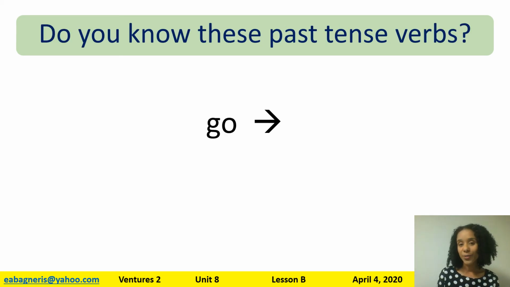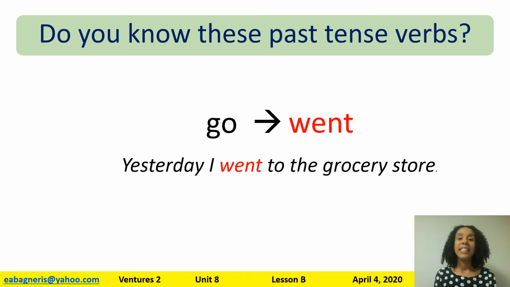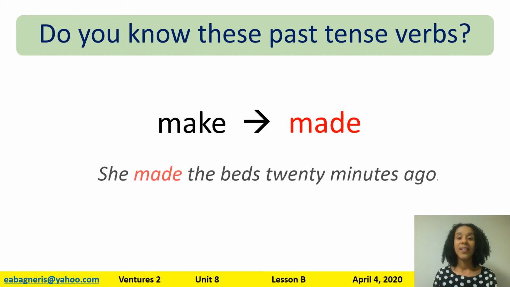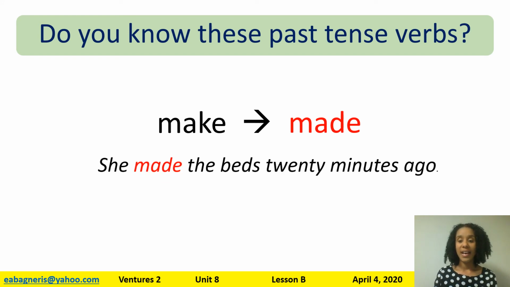Do you know the past tense of go? Went. Yesterday, I went to the grocery store. What's the past tense of make? Made. She made the beds 20 minutes ago.